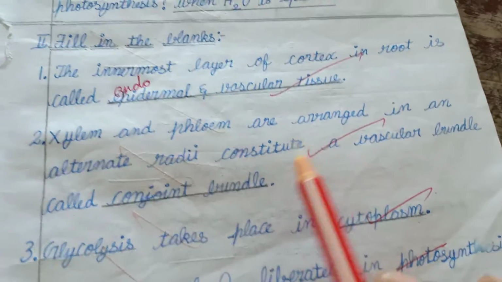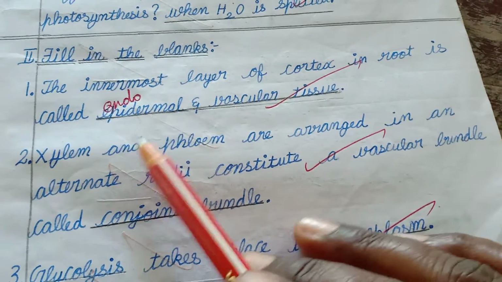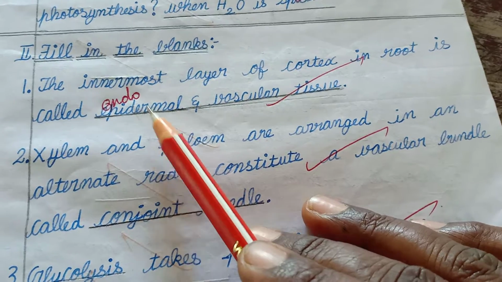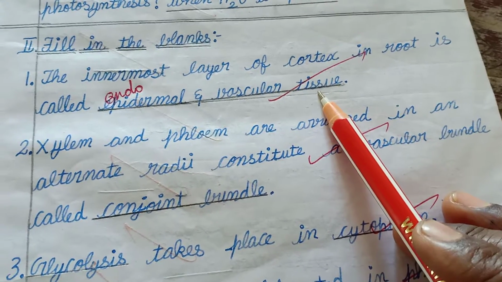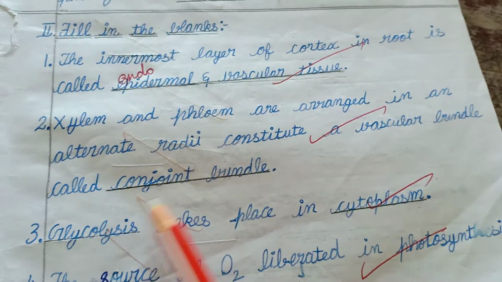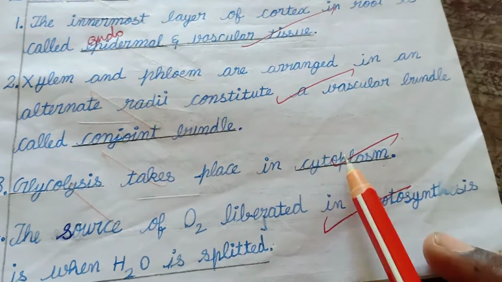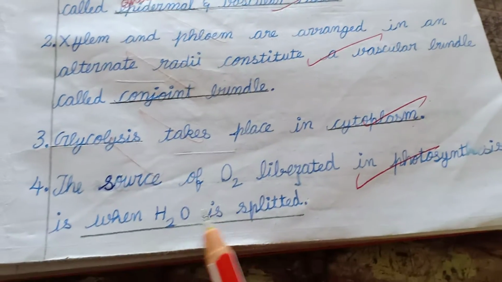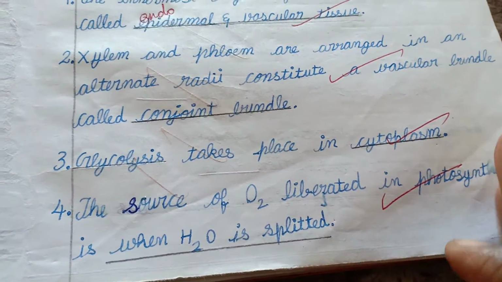Okay, so these are the answers. The innermost layer of the cortex in root is called endodermal or endodermis, and then it is followed by the vascular tissue. So endodermal, and here it is conjoint, C-O-N, conjoint, J-O-I-N-T. It is cytoplasm, and when H2O means water, when water is split.